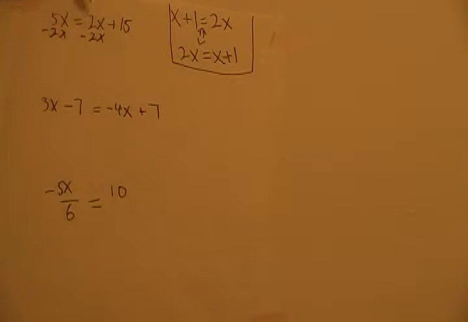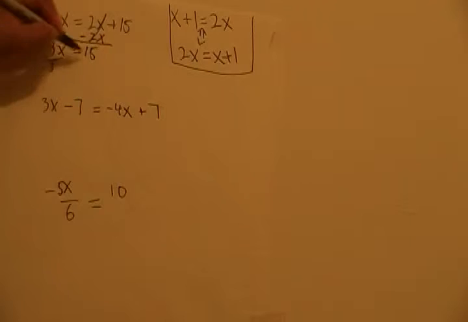The reason why I put negative is because this is a positive, right? So we always do the opposite. If this was negative, then this would be positive. But because it's positive 2x, we subtract by 2x. So these cancel. 5 minus 2 is 3x. Bring down the 15. So 3x equals 15. Divide both sides by 3, and x is equal to 5.